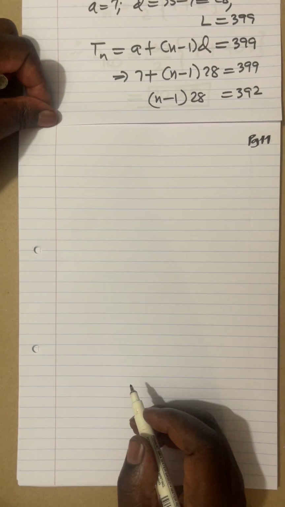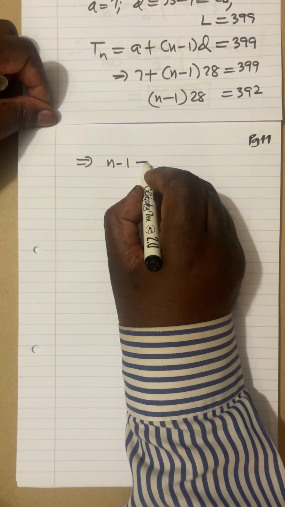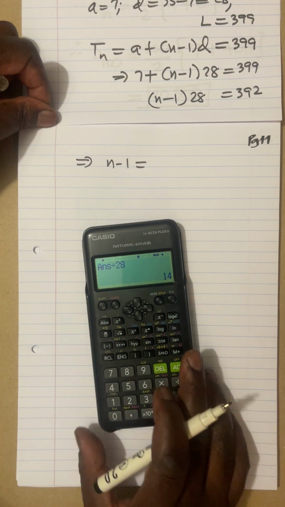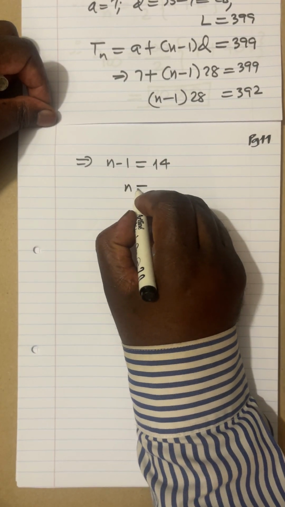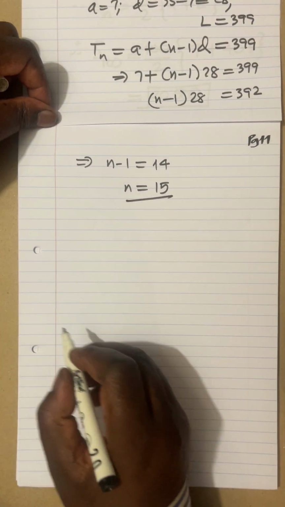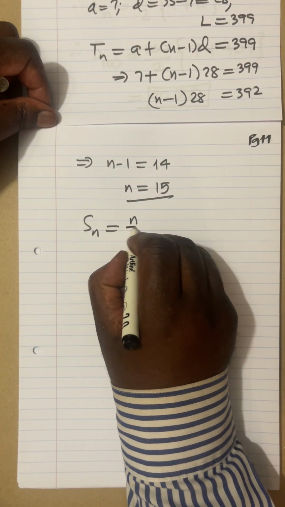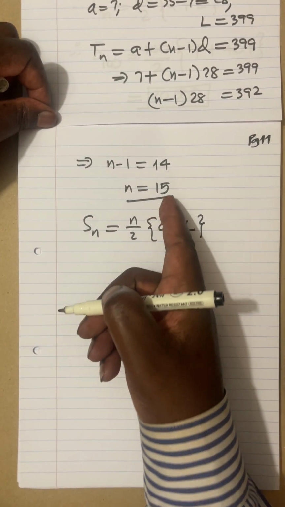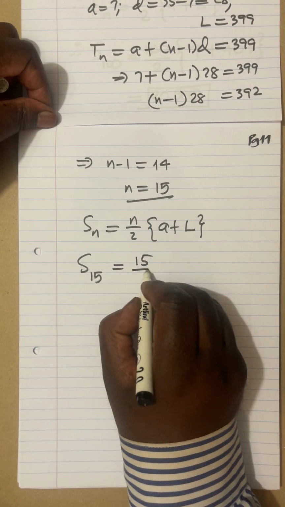That's fine. So now we're going to say this implies that n minus 1 will be equal to, divide by 28 both sides, 392 divided by 28, my calculator says 14. So this is 14, and therefore n must be equal to 15 when you add 1 on both sides. So we know that the formula says the sum is n over 2, and then we have the first term plus last term. But how about the sum of 15 terms? That would be 15 all over 2.